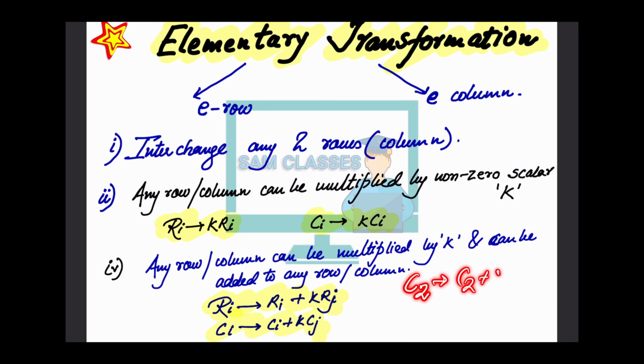Let's say we have written column 2 is equal to column 2 plus 5 times column 1. So what we have done is we are adding column 2 with another column, and in that column we have multiplied something. So we can multiply something to a column and add it to a column. Here we are doing 2 things, students. First we are multiplying a column by something and then we are adding it to a column.